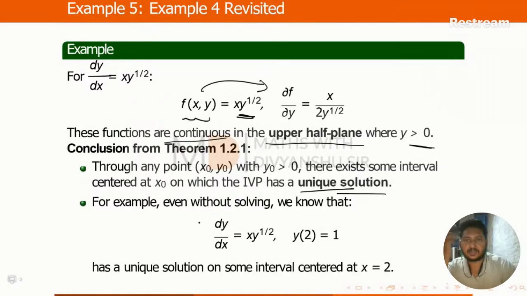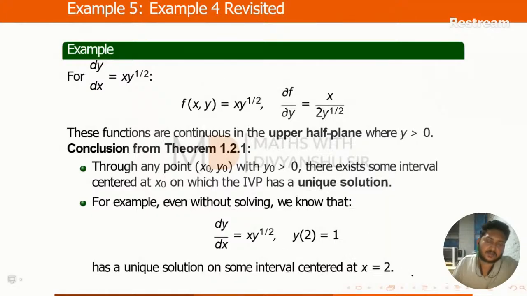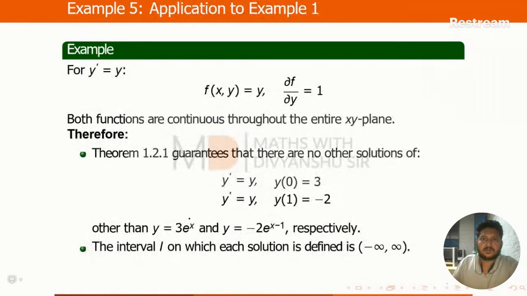So through any point (x0, y0) with y0 greater than 0, there exists some interval centered at x0 on which the initial value problem has a unique solution. So in the example, even without solving, we know that dy/dx equal to x y to the power 1/2 and y(2) equal to 1 has a unique solution on some interval centered at x equal to 2.